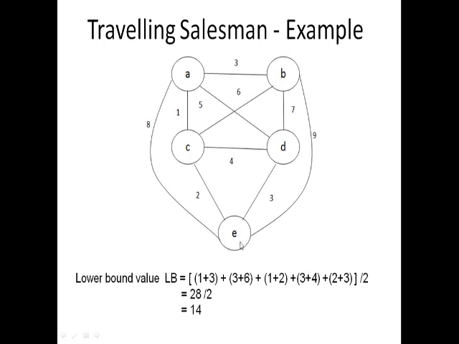Last node is E. E is connected to A, E is connected to B, E is connected to C, and E is connected to D. The minimal are 2 and 3 because 8 and 9 are maximal weights. So minimal weight 2 plus 3 is added and the resultant will be 28 by 2, that is 14.